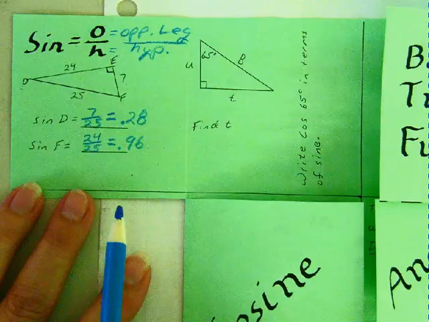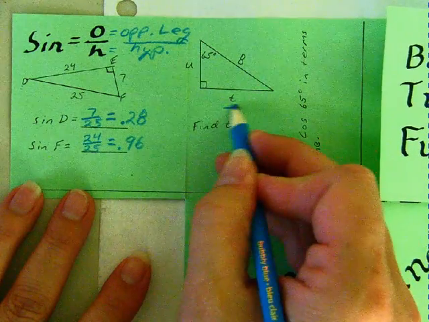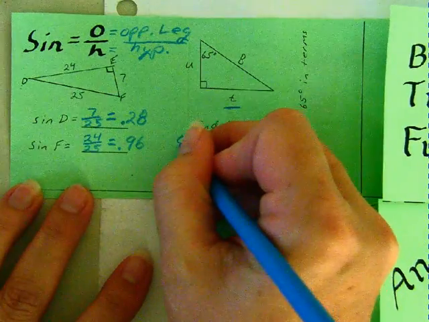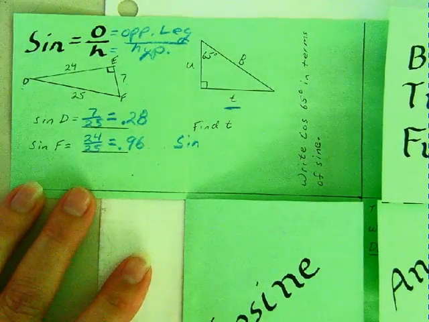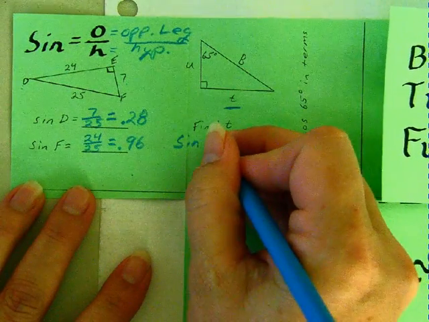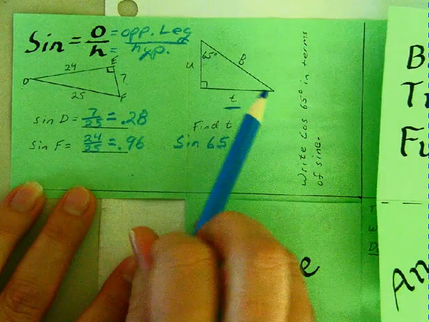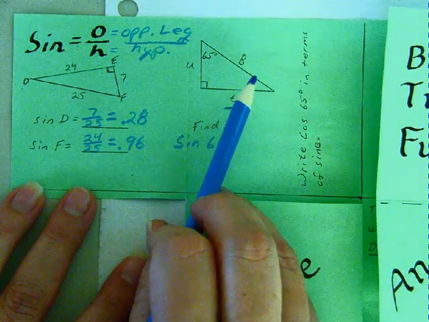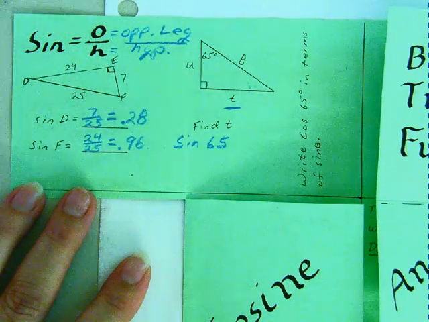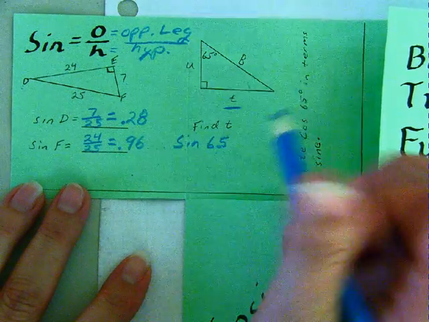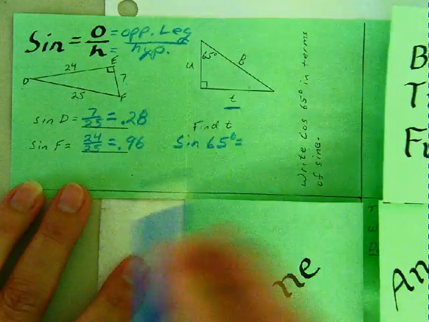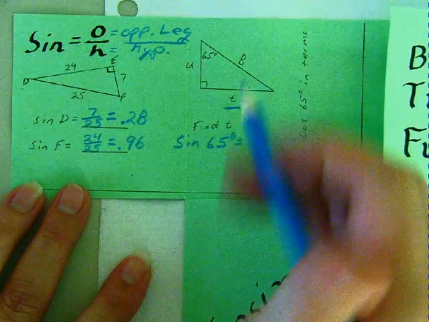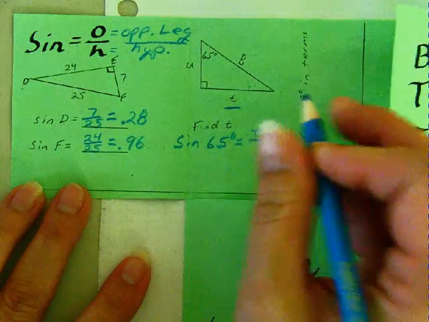All right, so the next part is now we're going to be looking at a triangle and we're going to be finding one of the missing sides. We're going to find T for this one. In order to do that, we're going to use sine. Sine is always followed by an angle measurement. The only one we have here is 65. We could use the complement that's over here. However, for this one, we're just going to use what they gave us. So sine of 65 degrees equals, we want the opposite leg over the hypotenuse. The opposite is T, the hypotenuse is 8.